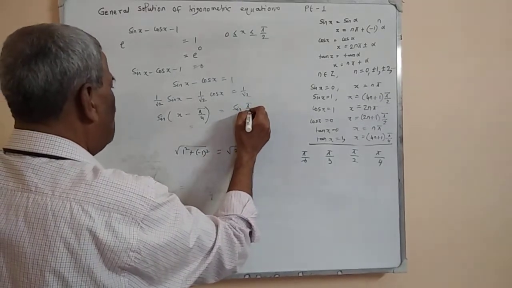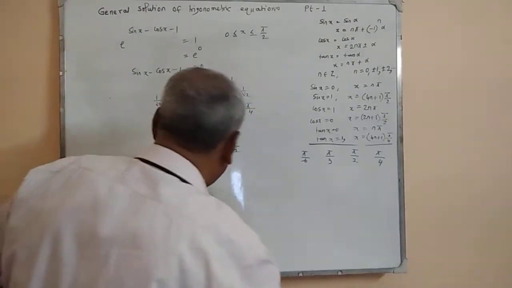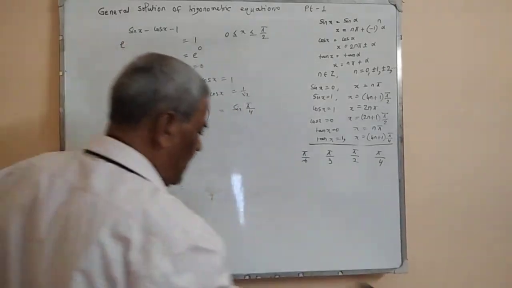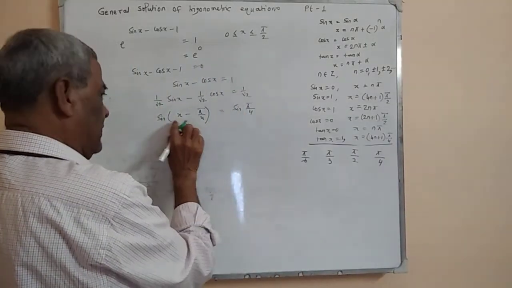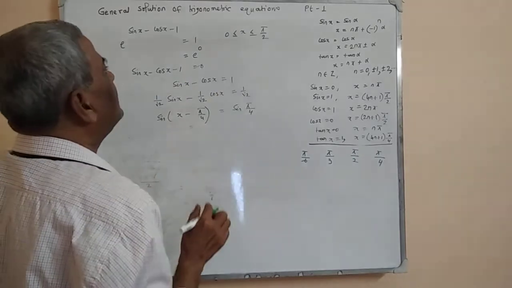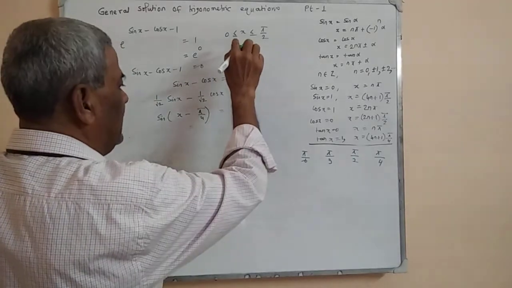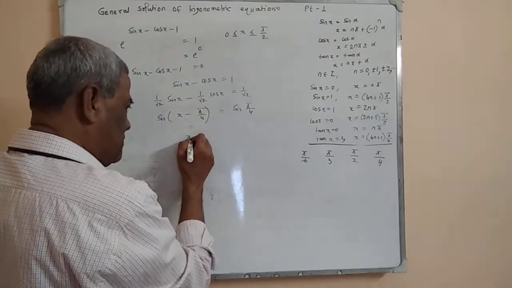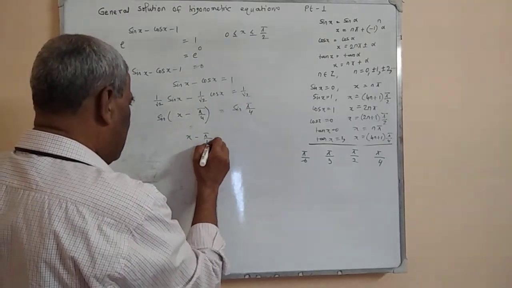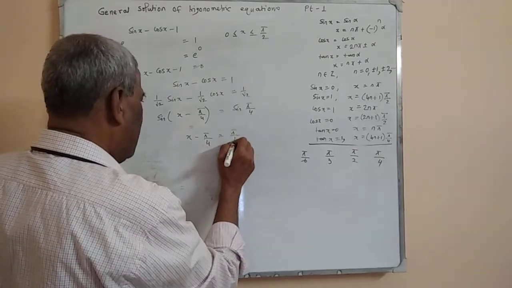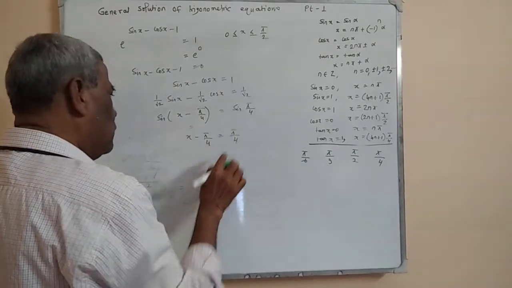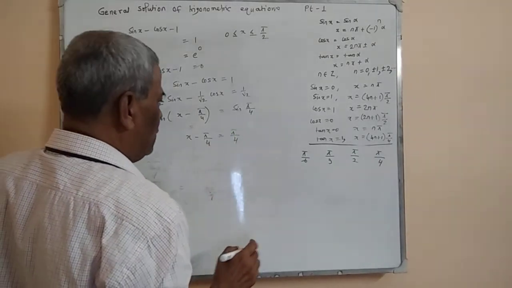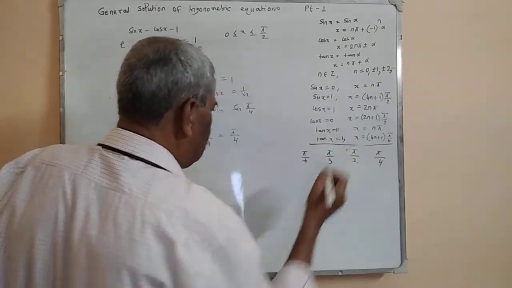Pi by 4. So we get this is equal to that, and the range is within the first quadrant. So x minus pi by 4 is equal to pi by 4. So x is equal to 2 into pi by 4, that is pi by 2. That is the answer, pi by 2.